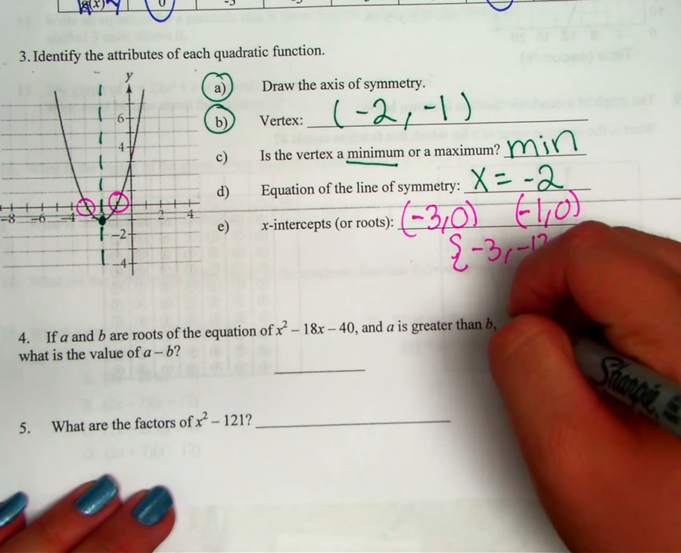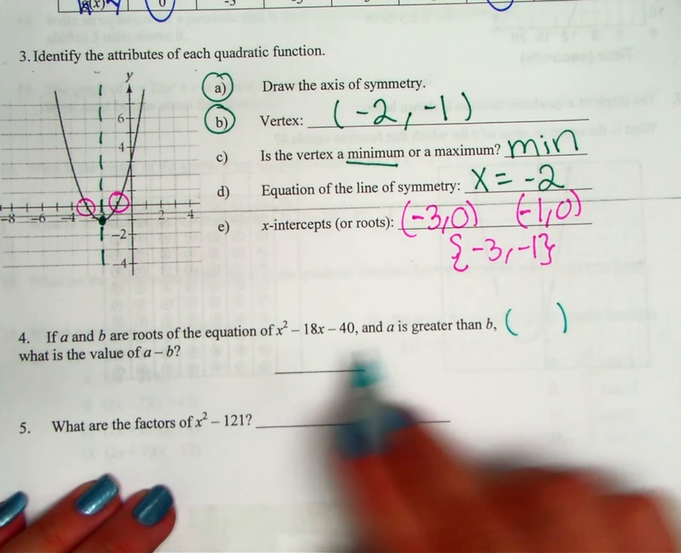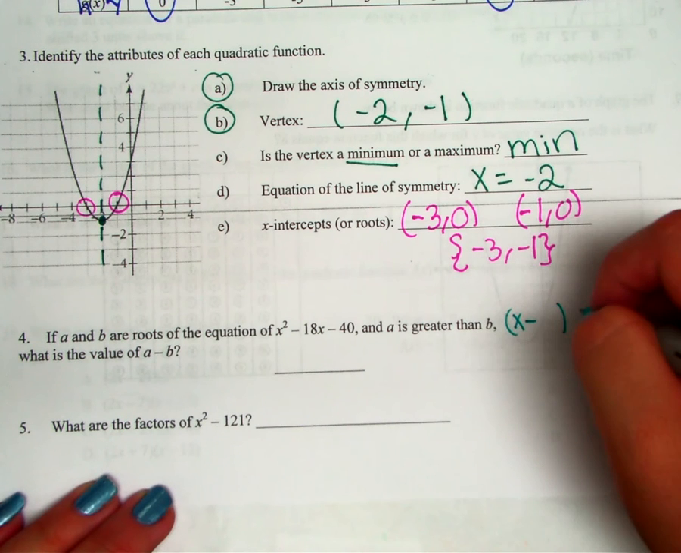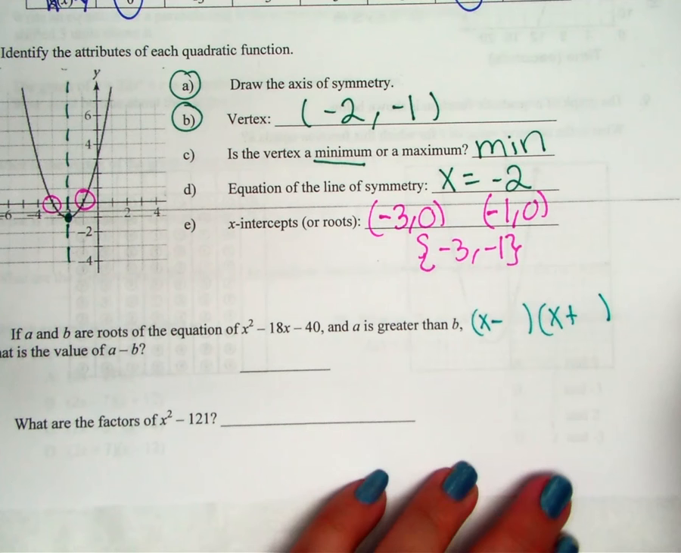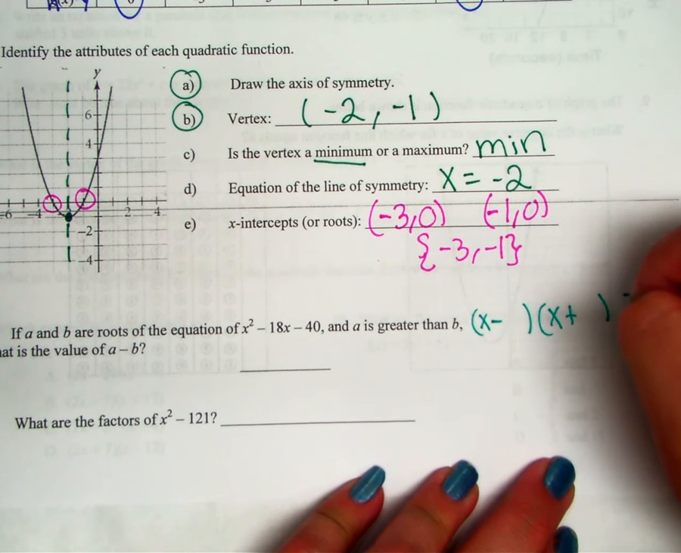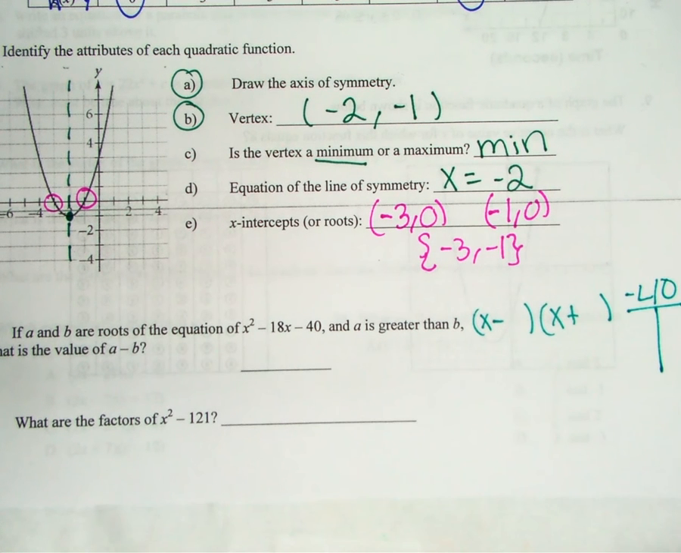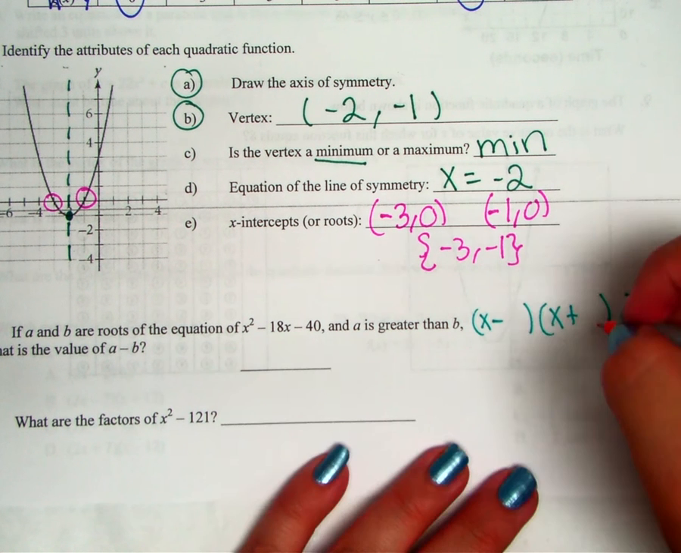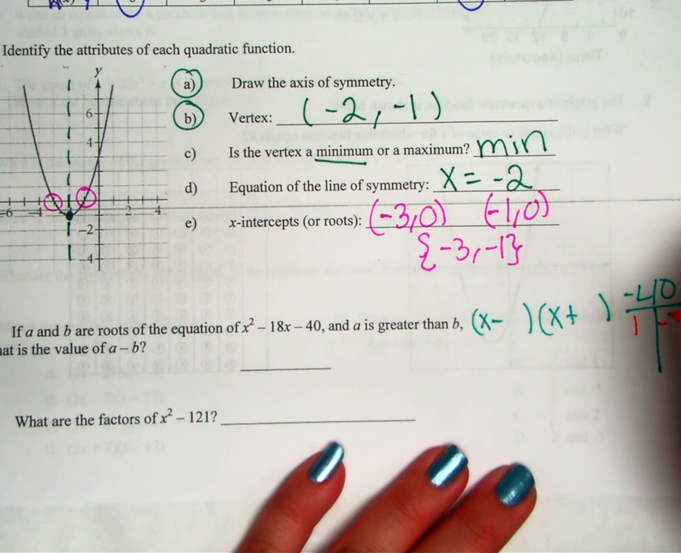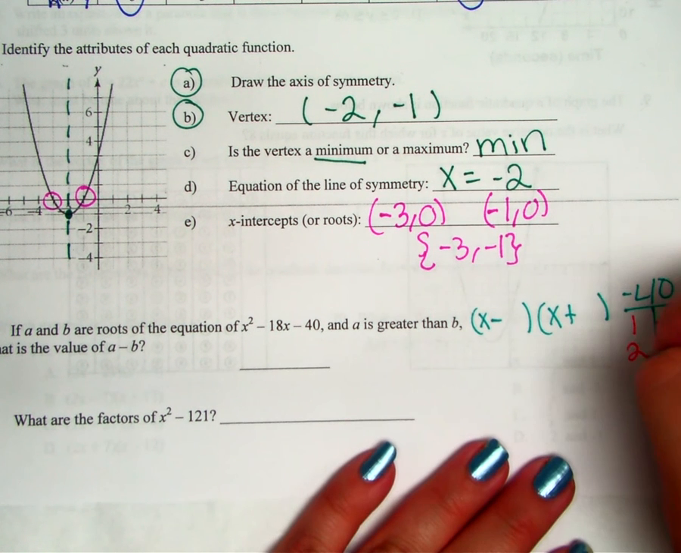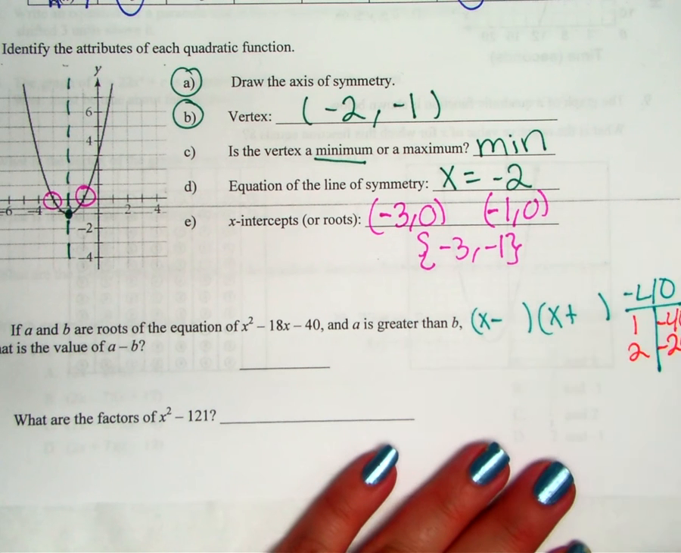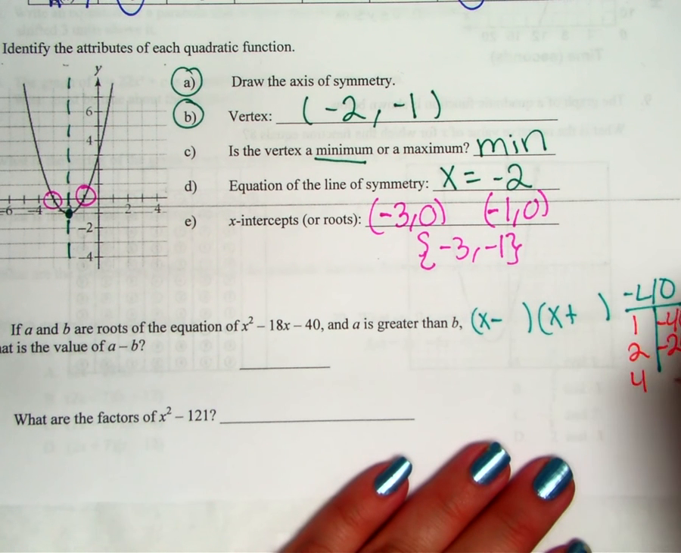So if I was to factor that out, it's a minus minus, so I'm going to have an x minus some number and an x plus some number. So I'm going to go ahead and make my little t-chart of all the numbers that multiply to -40. So if I start with 1 and 40, 40 is the bigger number, so it's minus. 2 works, 2 and 20. 3 doesn't work. 4 works. 5 works.